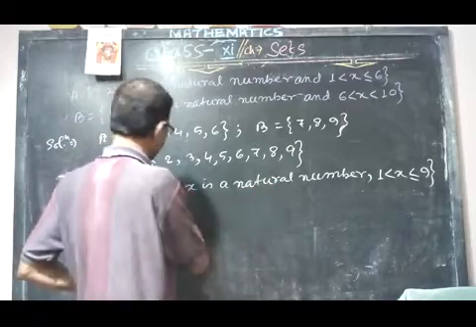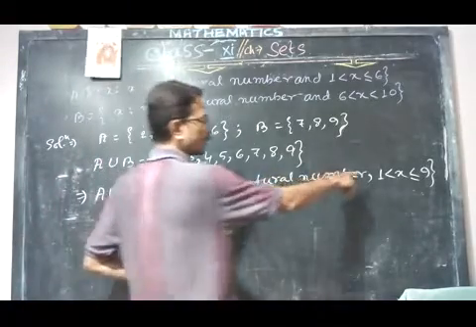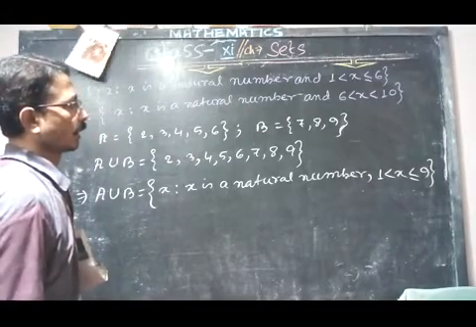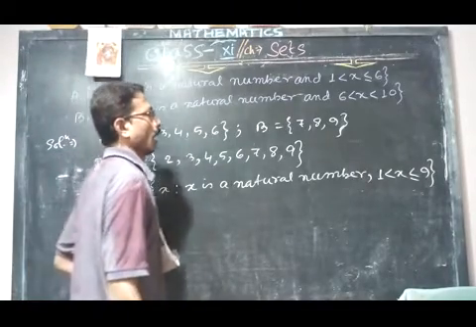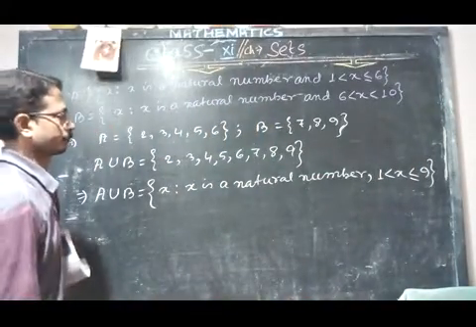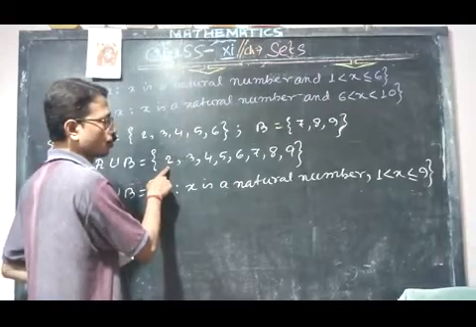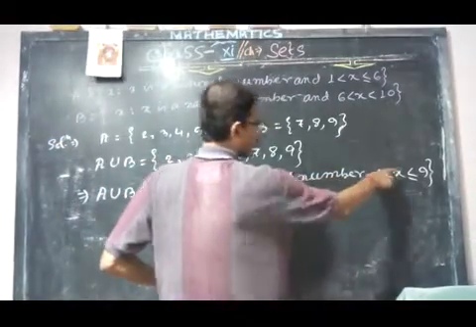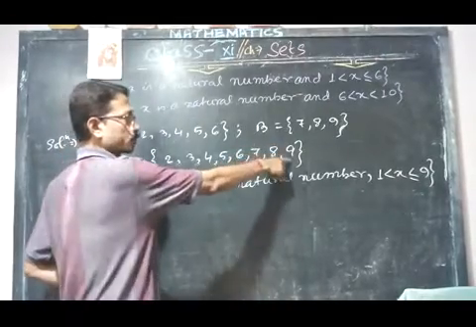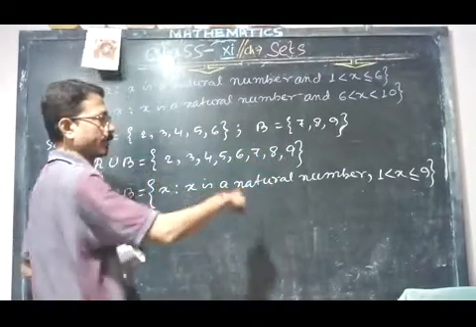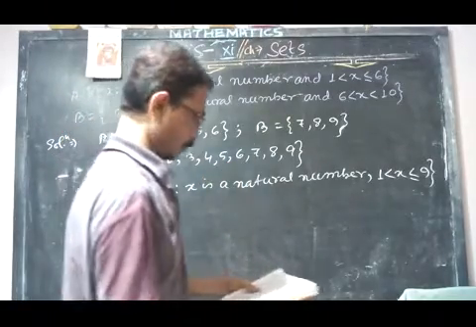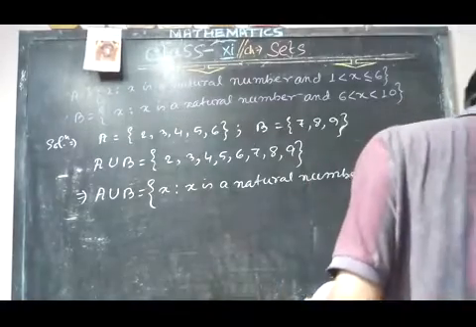So A union B equals x such that x is a natural number, x greater than 1 and x less than or equal to 9. That means the natural numbers from 2 up to the last term 9, all natural numbers between 1 and 10. Okay. Next.